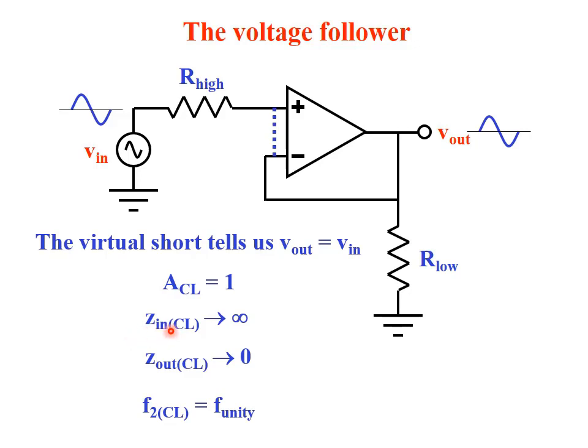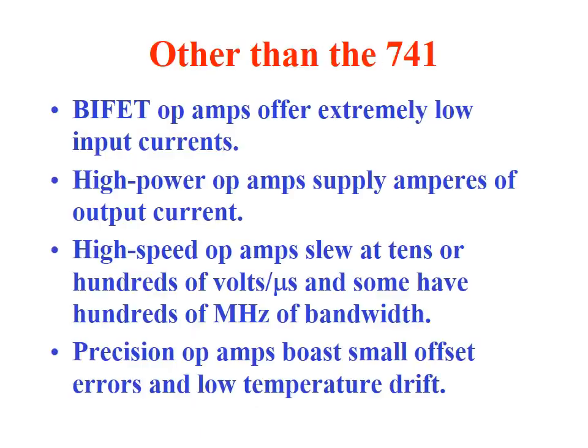The input impedance, closed loop impedance, is extremely high, infinite. And if it's an ideal voltage follower, the output impedance is 0. And the closed loop frequency equals the unity frequency. Some other types exist, but we mainly focus on the 741 operational amplifier.